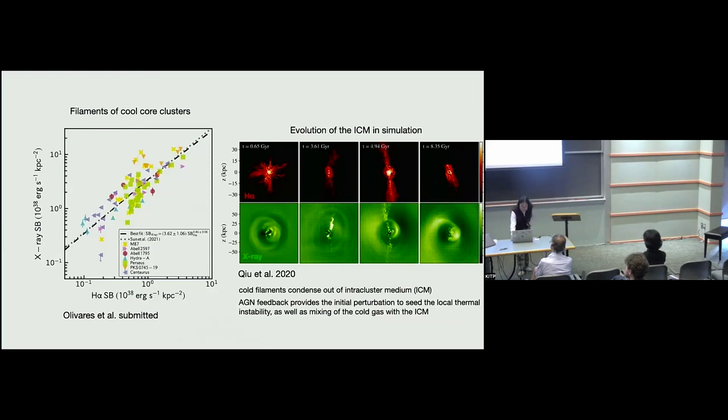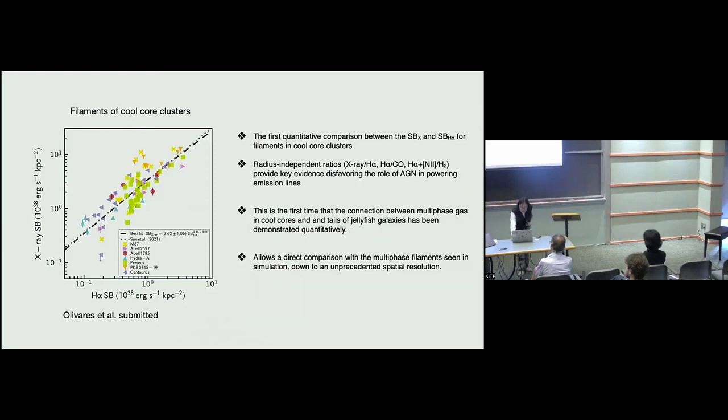I have to say it's not the first time that people have realized there's some connection between X-ray filaments and H-alpha filaments in cool core clusters. But our study is truly the first time we show a quantitative correlation between the two. Early studies may focus on one cluster or just one filament. You can see that if you only study one cluster, the scatter is huge.